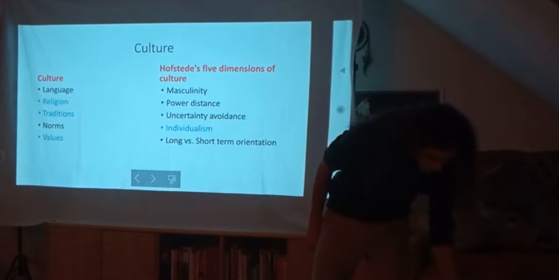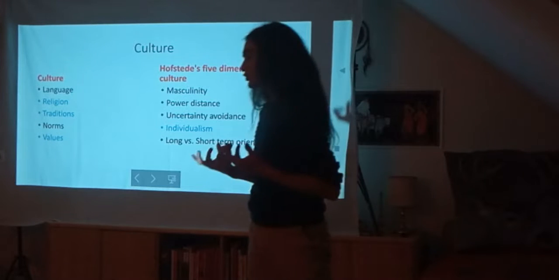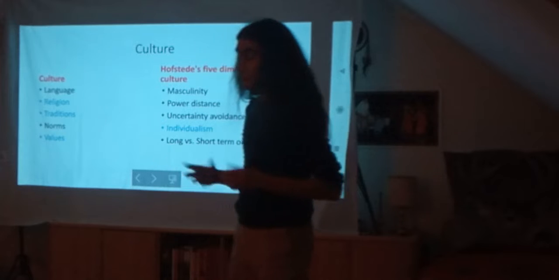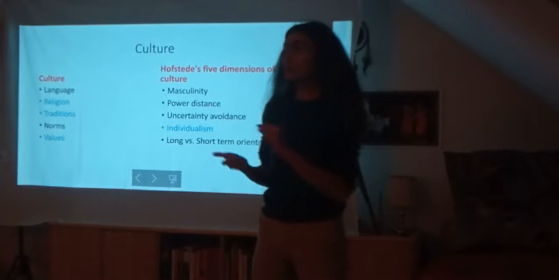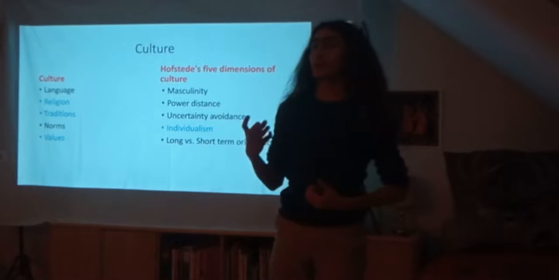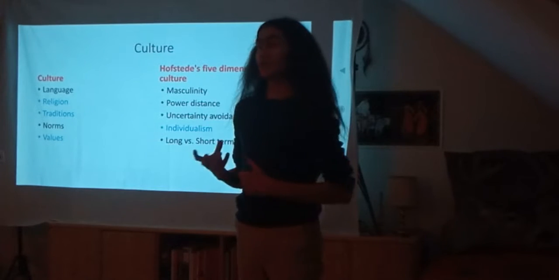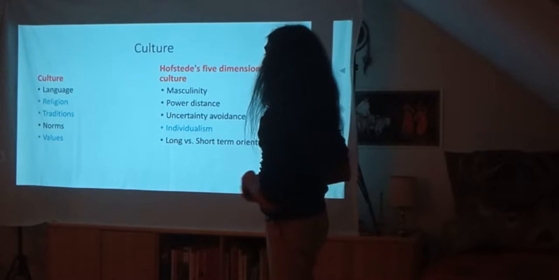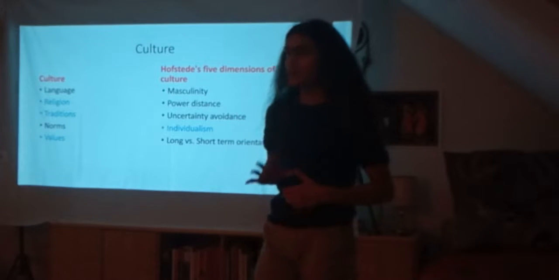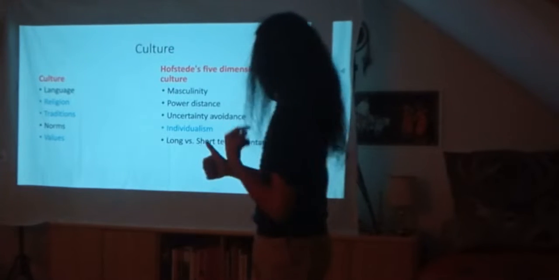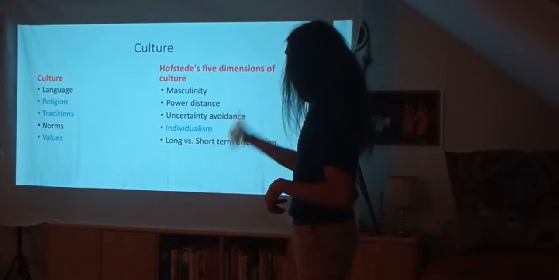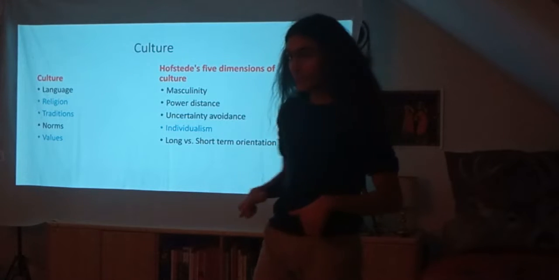Okay, so first of all, what is culture? Now, the first thing you notice when you go to a culture, to a country, is of course the language, food, and clothes. Then we have religion, traditions, for example, in the US, the turkey on Thanksgiving. Then we have norms, values, and of course also Hofstede's five dimensions of culture: masculinity, low versus high power distance, low versus high uncertainty avoidance.